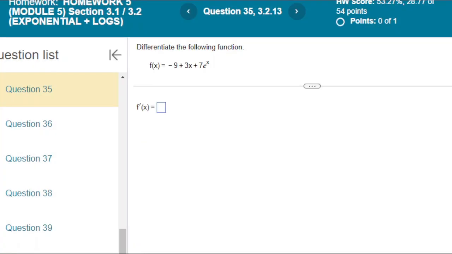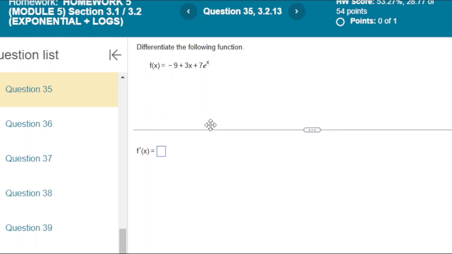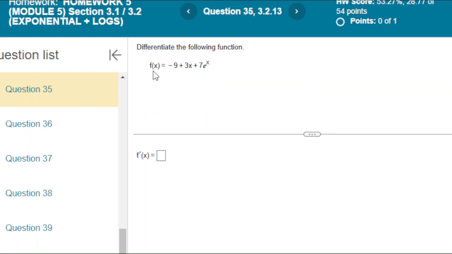All right, well, the remaining problems have to do with derivatives that involve e to the x and natural log of x. So notice we have here, differentiate the following function. F of x equals -9 plus 3x plus 7e to the x. Well, the derivative of -9, of course, is 0. The derivative of 3x is 3. And the derivative of 7e to the x. Well, remember, the derivative of e to the x is just e to the x. So the derivative of 7e to the x is going to be 7e to the x, because remember, the derivative of a constant times a function is just the constant times the derivative of the function. So our final answer here should just be 3 plus 7e to the x.